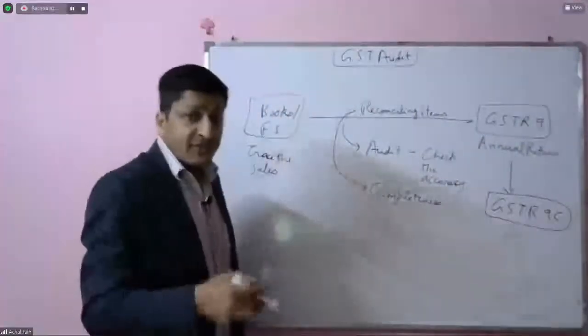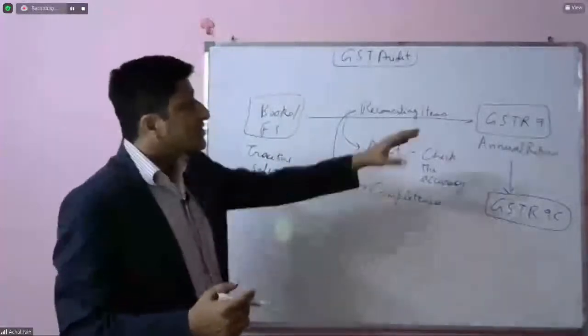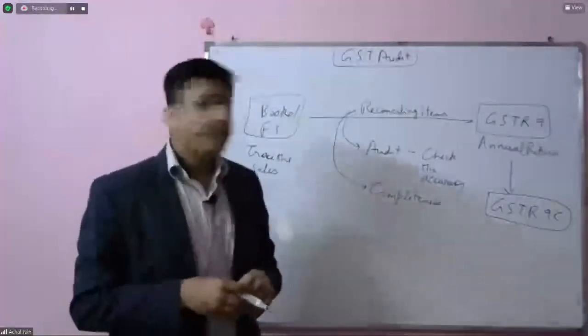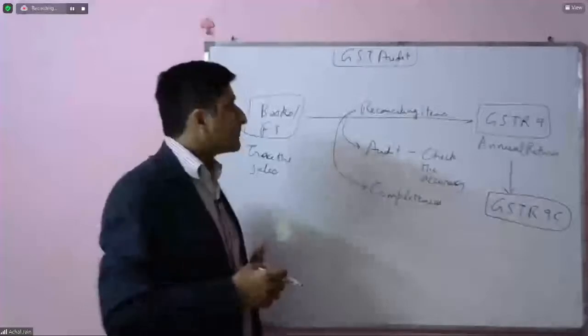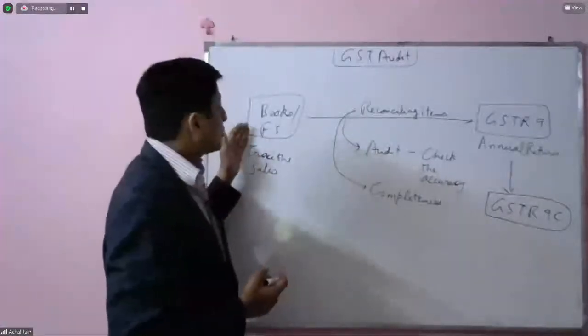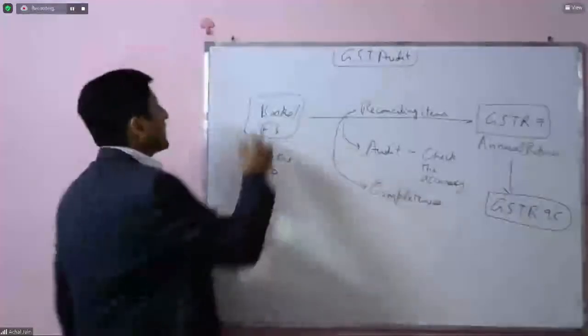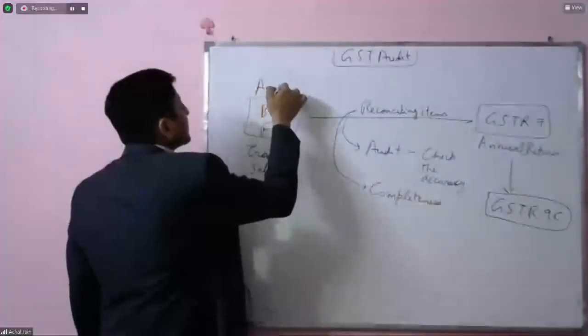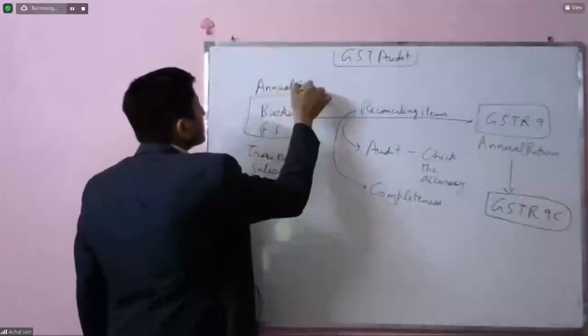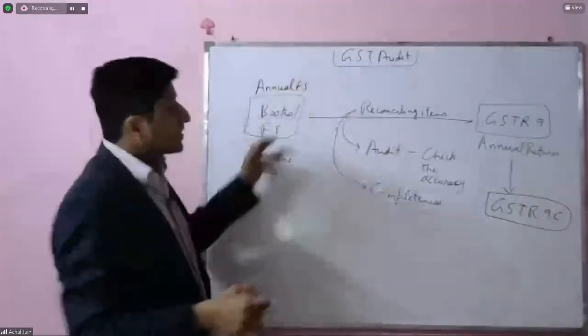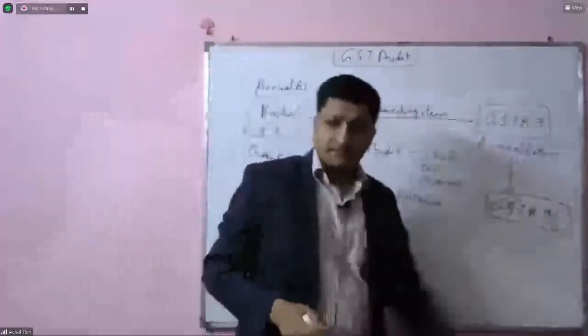Now let's see if there is any other way through which this GSTR 9 may be compiled. The answer is yes. One is to look at the numbers in the books on an annual basis, because we are looking at annual audited financial statements. And from this we are trying to reach GSTR 9.